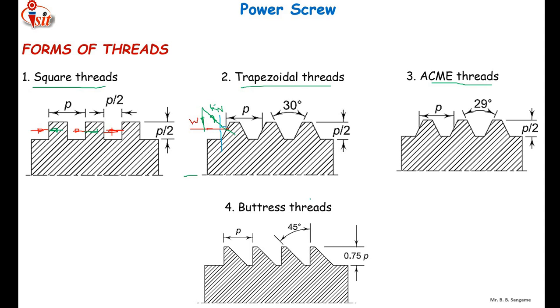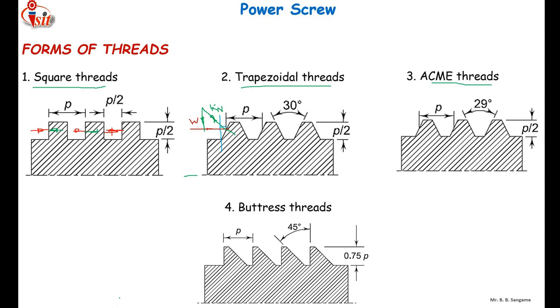Let us discuss the disadvantages of square threads. We have seen two advantages of square threads, but there are a few disadvantages also. Square threads are manufactured using a single point cutting tool on a lathe machine, so the manufacturing time and process is complicated, which increases the production cost as compared to trapezoidal thread. Trapezoidal threads can be manufactured using a thread milling machine, so the time required is less and manufacturing is easy as compared to square threads. So manufacturing is difficult and time consuming in case of square threads.